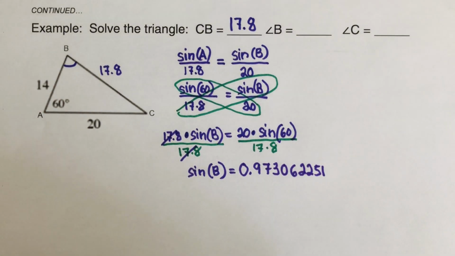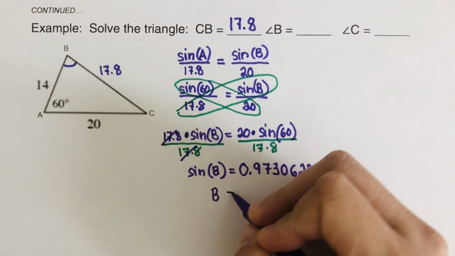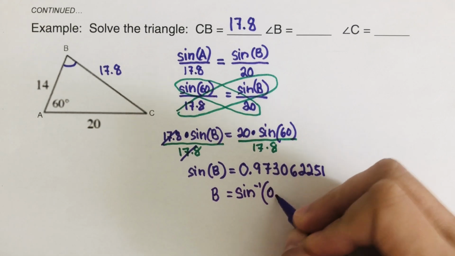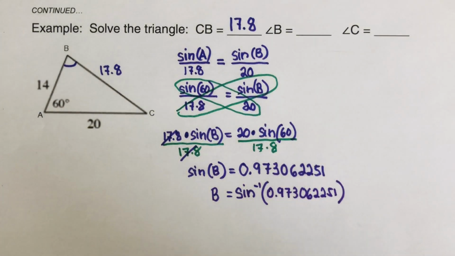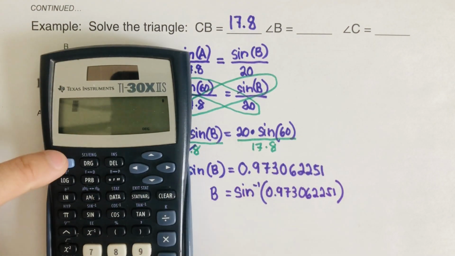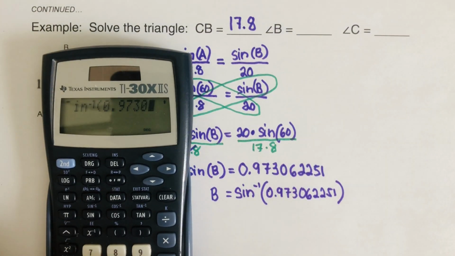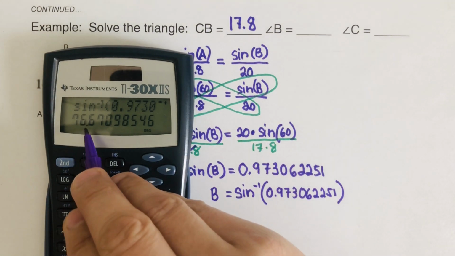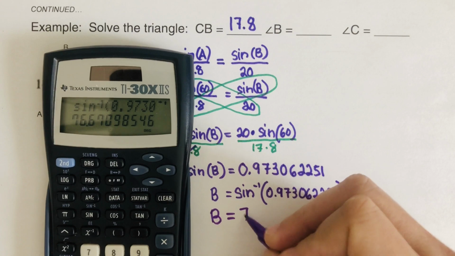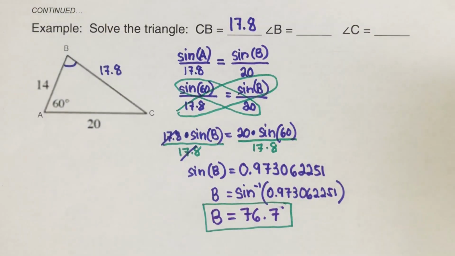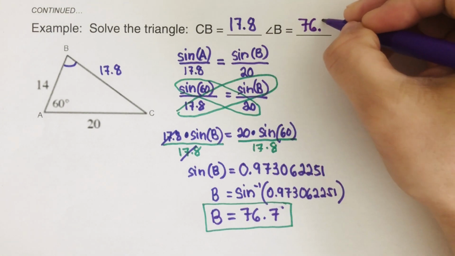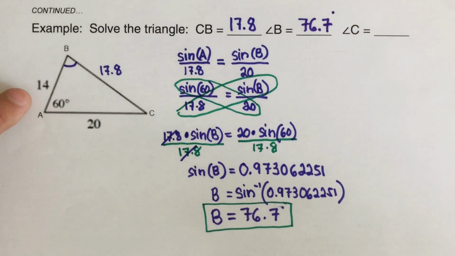Okay, now we want the B. What we are going to do is use the arc sine. So our B is actually the arc sine of this number right here, 0.973062251. On the calculator we type this in, second sine, that is 0.973062251. And then the answer to that is 76 point, let's round it off to 1 decimal place. So our angle B is 76.7 degrees. So this is our angle B.